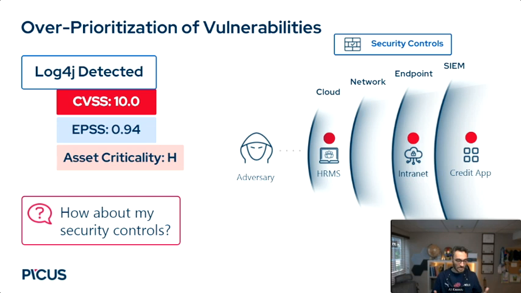So I mean, don't get me wrong, the traditional prioritization models based on CVSS, EPSS, and asset tagging are still helpful tools, right? That's the way that we leverage them today.